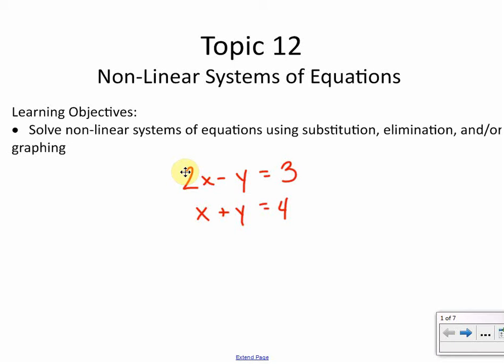Nonlinear systems are very similar. We're also going to use the strategies of substitution and elimination. The only difference is that now we're going to be doing this with nonlinear equations, things like circles and parabolas, and using the same strategies to solve them.